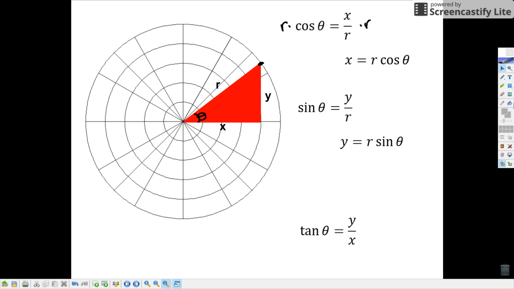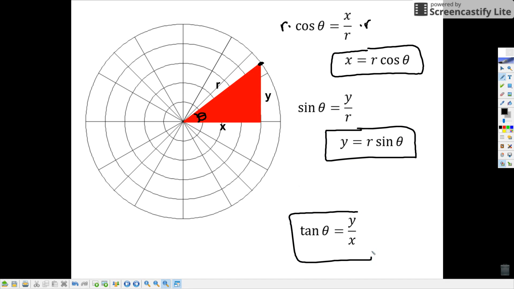Now there's one other equation. So far we have x equals r cosine of theta, y equals r sine of theta, and tangent of theta equals y over x. There's one more equation that we use, and that's just using the Pythagorean theorem. The Pythagorean theorem says a squared plus b squared equals c squared. Well, c squared is our hypotenuse, in this case r. So we could say x squared plus y squared has to be equivalent to r squared. And that's where this last equation comes from. So these are the four main equations we use in any problem from here on out.